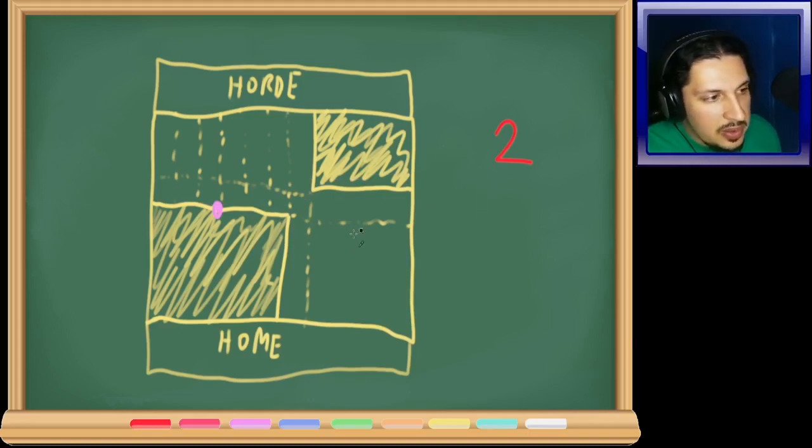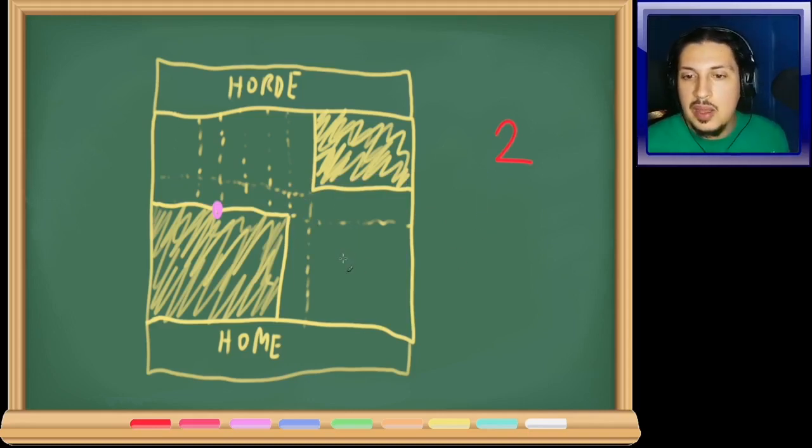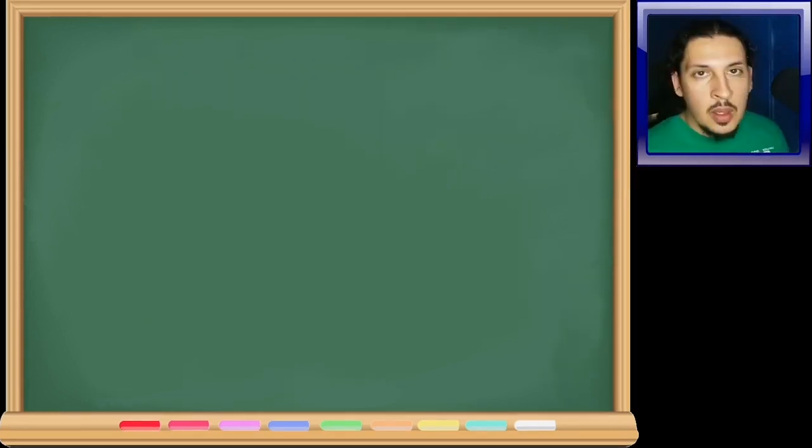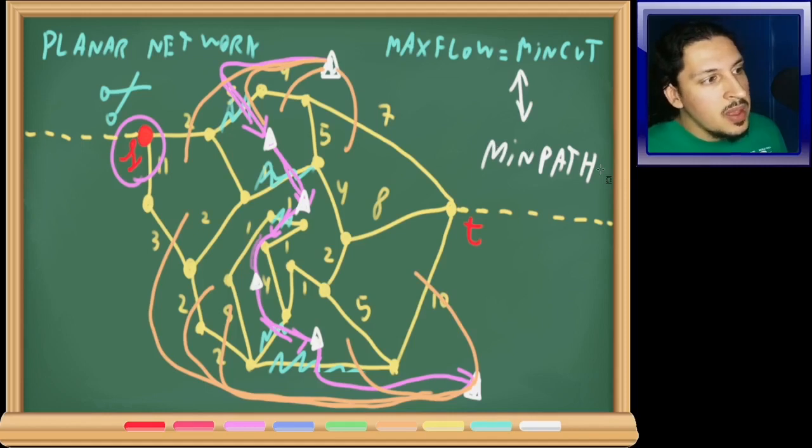So that's the only change that you have to do to model the case of vertex min cut. So that's good to know. Now, let's continue studying other graph concepts that dualize. We just saw another pair of dual concepts.